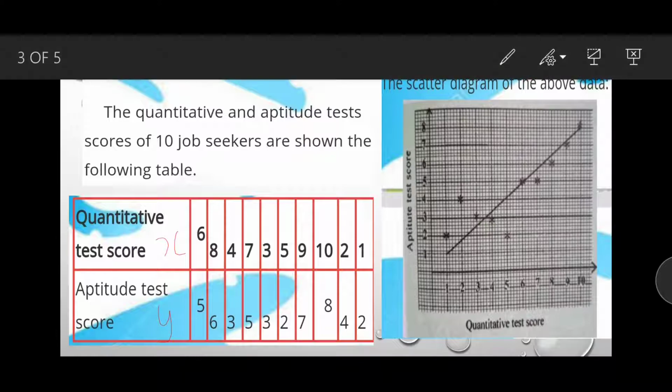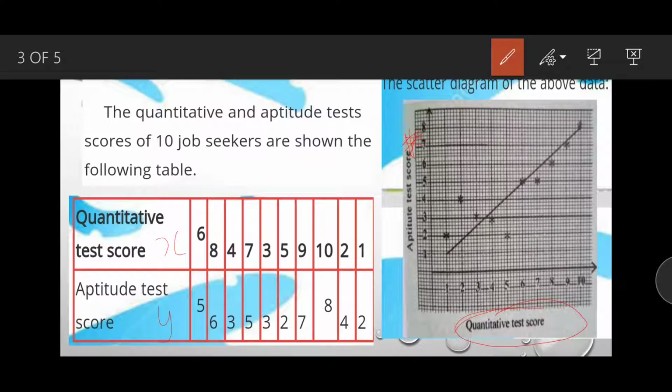Look at it. My x axis is labeled quantitative test score, and my y axis is labeled aptitude test score. So we fix each of the values on the graph.